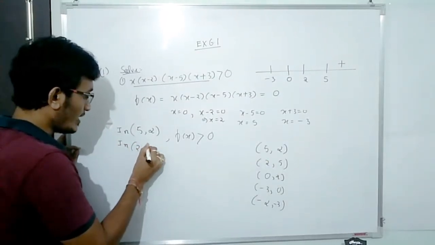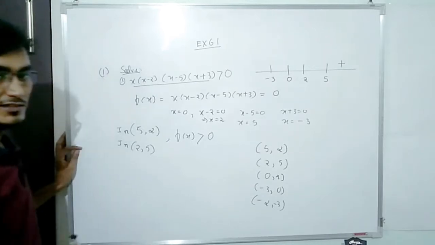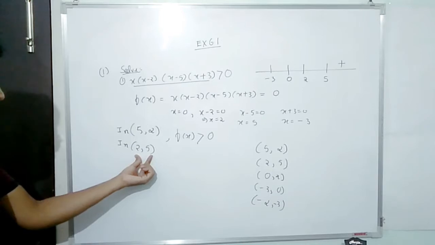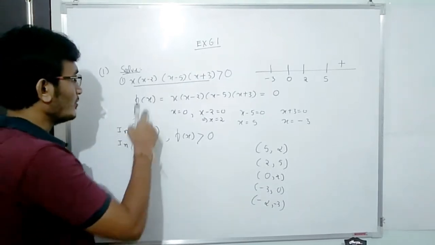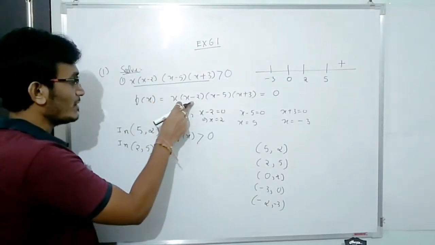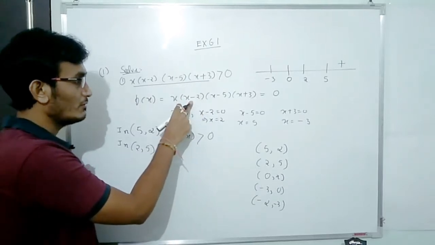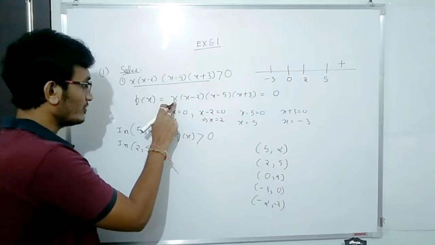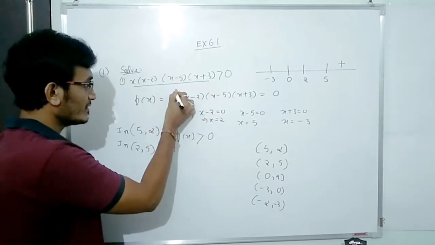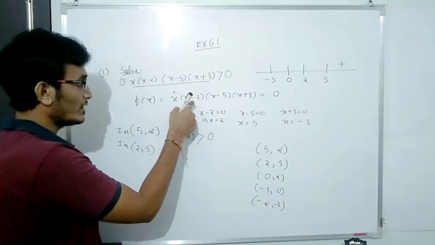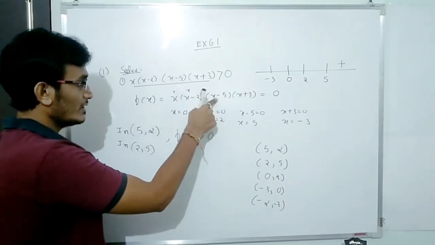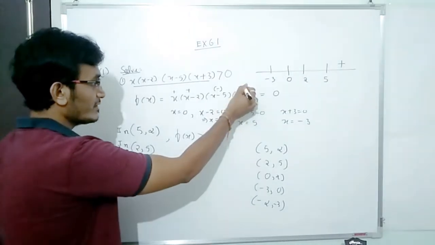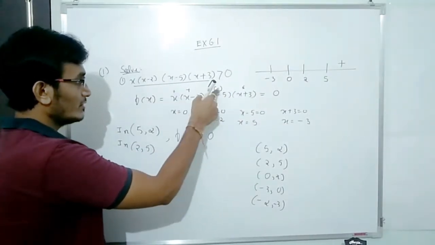In (2, 5), we need to consider any number in between 2 and 5 in this open interval. Suppose we consider 3. So x is 3, so it should be plus. Then 3 minus 2 will be plus 1, again plus. 3 minus 5, we get minus. 3 plus 3, we get 6. That means 1 minus sign.